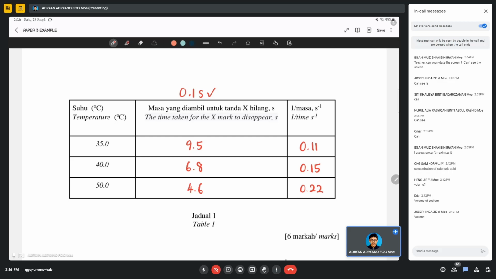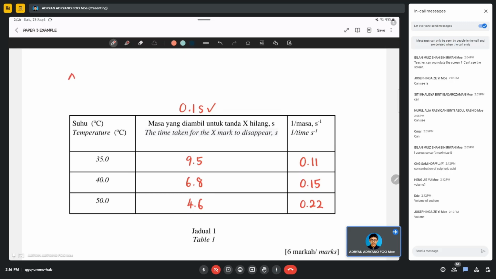We know that the theory here is what? Higher temperature, our rate of reaction is higher. When our rate of reaction higher, meaning that the time taken will be less, 因为它比较快 react. So meaning that, logically saying, when my temperature increase like this, right, my time also would decrease. 为什么？因为 temperature 越高，我的 time of reaction should be less.